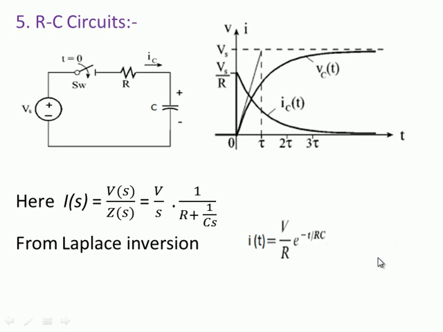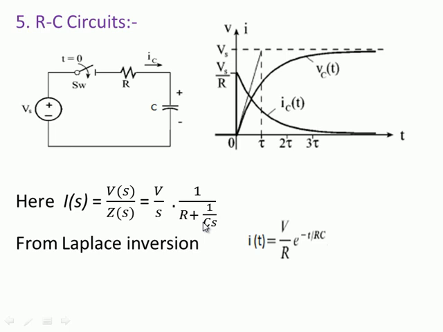Here it is a voltage source, it is R, it is C. Just like we did in the previous cases, here I(s) will be equal to V_s by Z_s, the impedance of the circuit. That is, V by s into 1 divided by R plus, when we calculate in the s domain, 1 by Cs. I have mentioned it here.